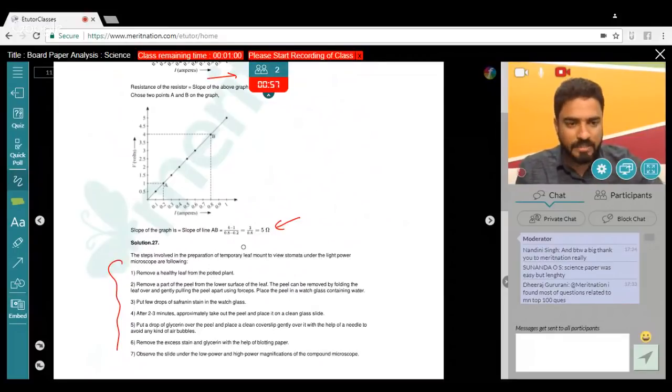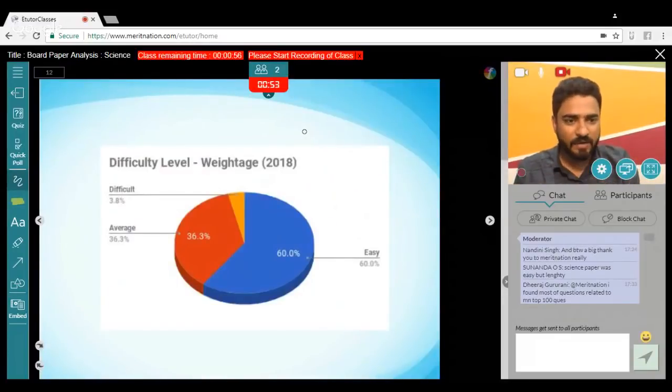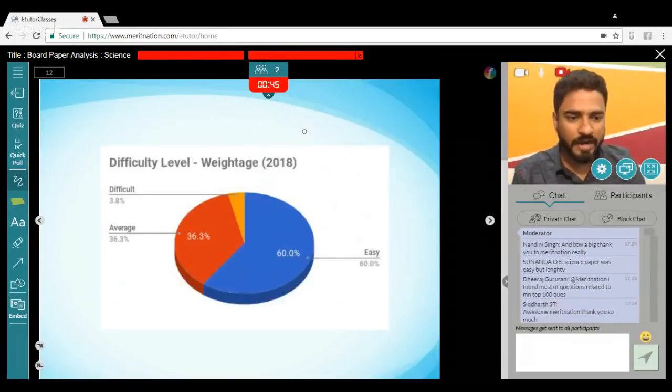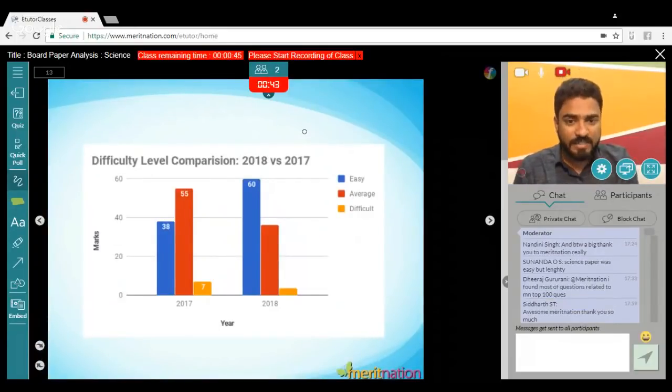And one more slight discussion over here regarding the difficulty level. Let me not skip that portion. It was 60% on the easier side that you can see over here, and 36% on a moderate level. Compared to the previous year, yes, it was a bit easy compared to our previous year analysis, if I compare it from the 2017 paper.